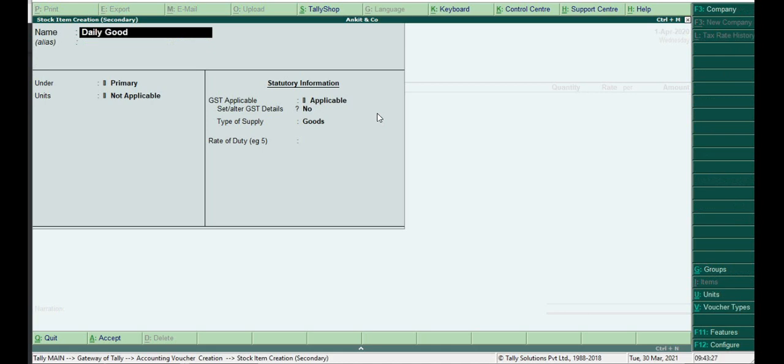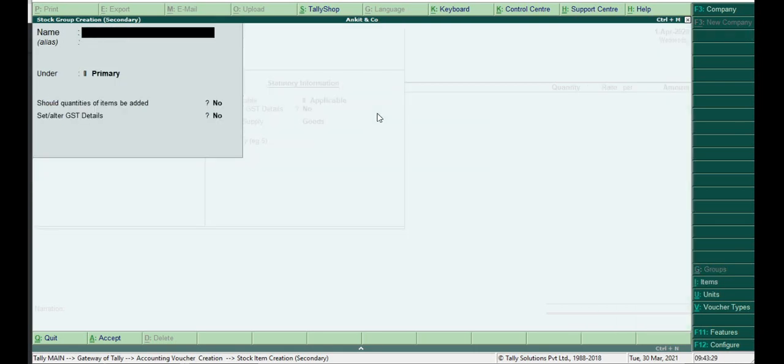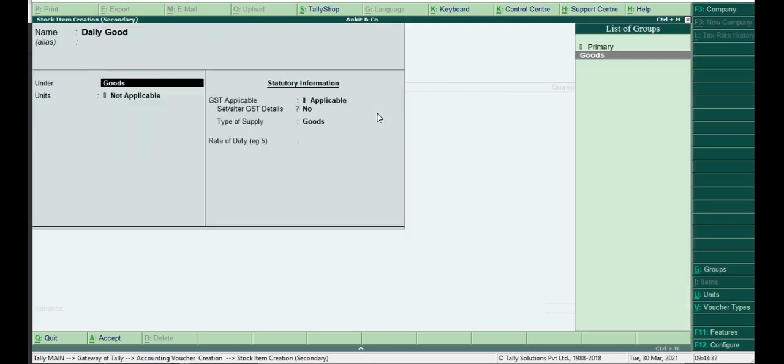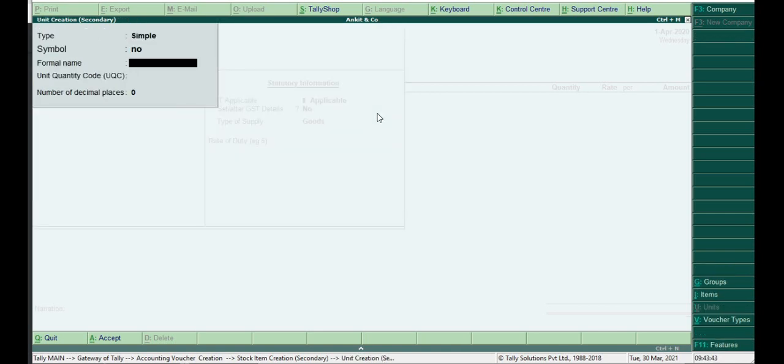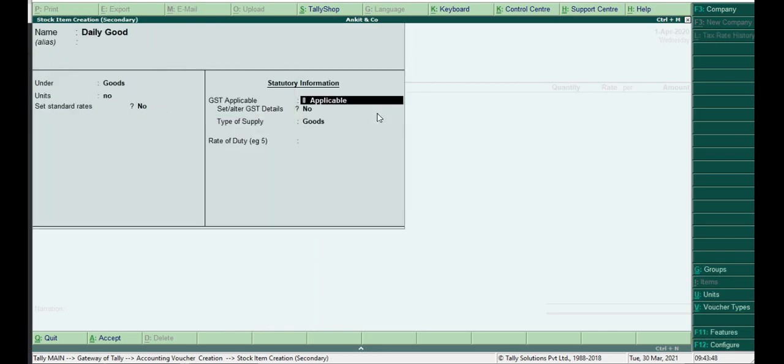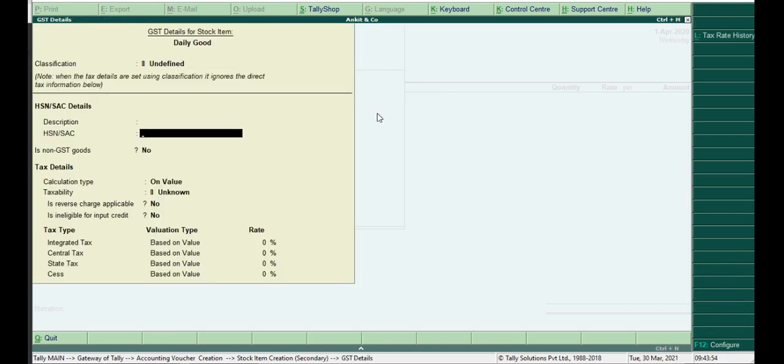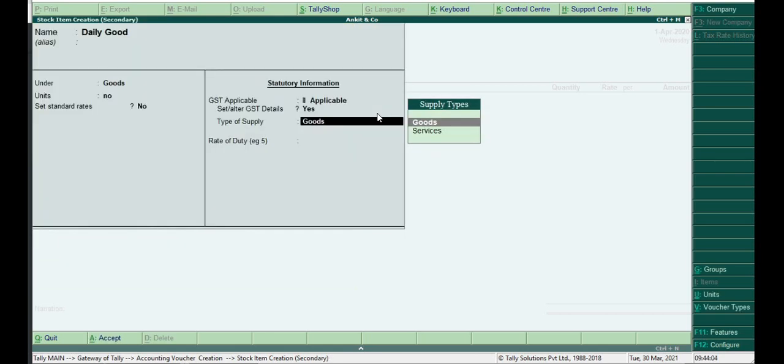We'll make it as daily goods, under goods, units, numbers. Even if it is not required, he didn't mention. So GST yes, HSN number I am not entering anything. On value, these are taxable. What is the integrated percentage? 5%. Automatically it is split into 2.5 and 2.5.